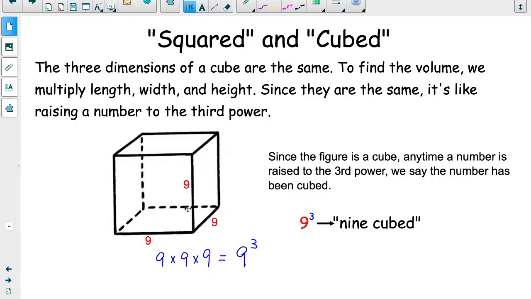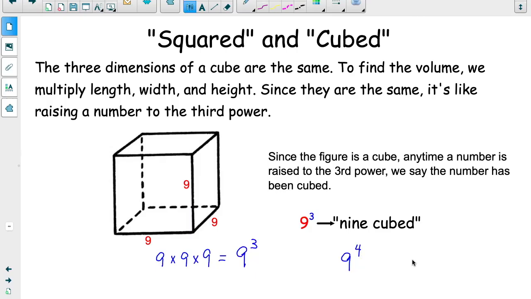So therefore, 9 cubed. It also explains why if we have something like 9 to the fourth power, there was no special term for that. I don't know what a cube or a square in 4 dimensions is called. I don't even know what that looks like. Do you? So we don't have any special word for that. So it's just 9 to the fourth power and 9 to the fifth power.